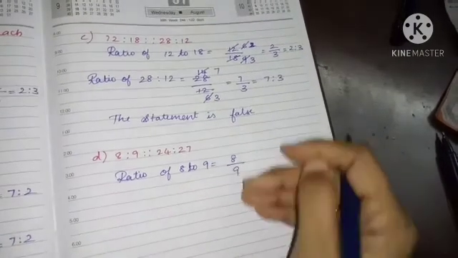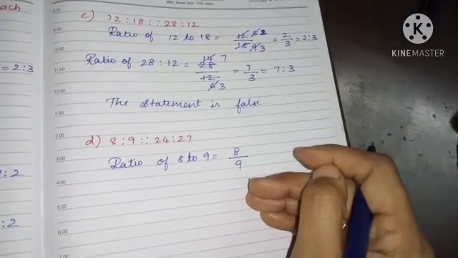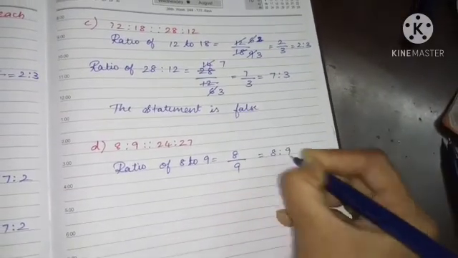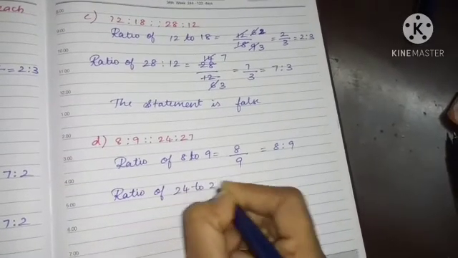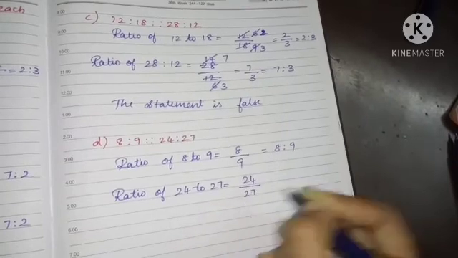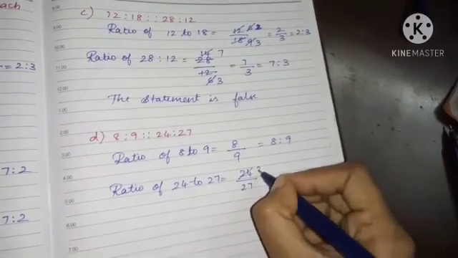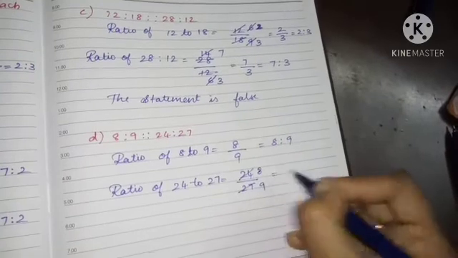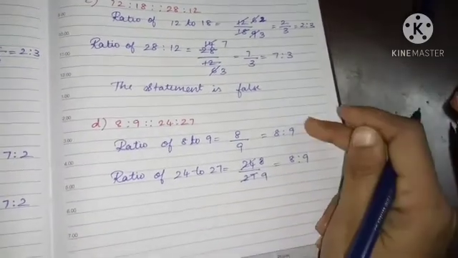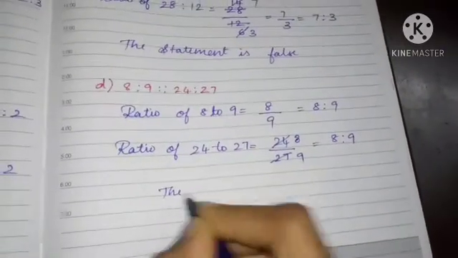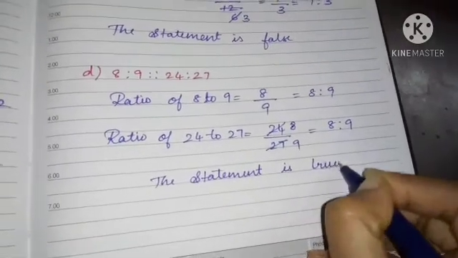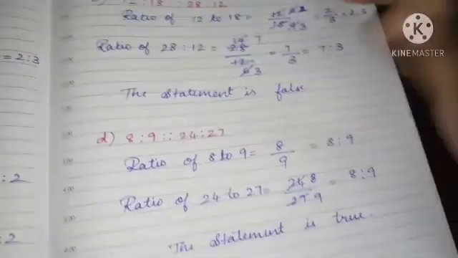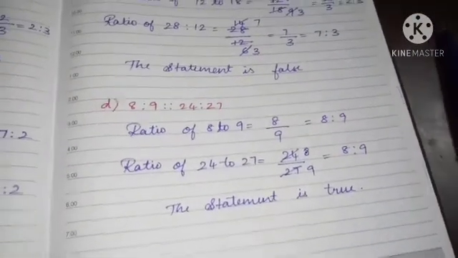Next, the ratio of 8 to 9. 8 by 9. Can we do any cancellation anymore? No. So the ratio is 8 is to 9. Then the ratio of 24 to 27. 24 divided by 27. In the third table, 3 eights are 24, 3 nines are 27. So 8 is to 9. We got both the ratios the same. So what can we say? The statement is true. Okay. So only this statement is false.